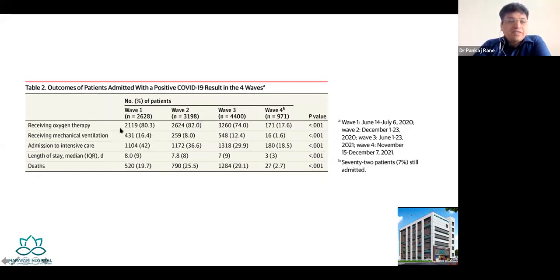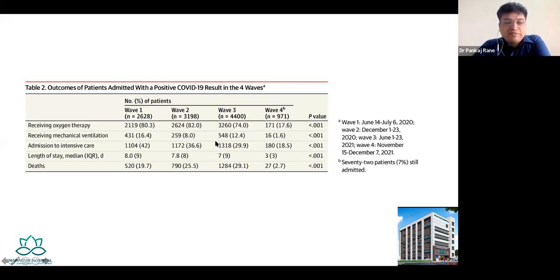Now, among the admitted patients, they looked at who needed oxygen, who needed ventilation, and admission and length of stay. Oxygen therapy was needed by almost 80% of people in the first 3 waves. Ventilation was needed by almost 10 to 15%, and ICU admission by almost 30 to 40% of patients. Deaths were to the tune of 20 to 30%, and their average length of stay was 8 to 9 days. Now if you compare this 80% oxygen, in this wave only 17% needed oxygen.